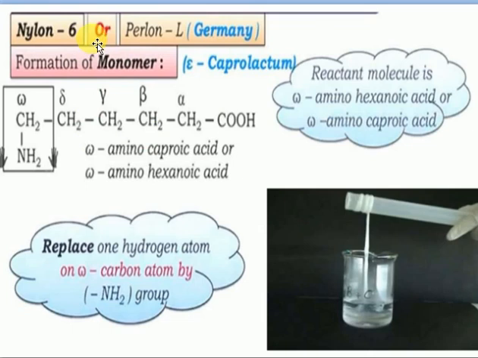Why 6 carbon atoms? It contains both an amine group and an acid group. You can see very clearly here, one acid group is there, the COOH group. Then 1 carbon atom, 2, 3, 4, 5 and 6. The sixth carbon atom contains the NH2 group.